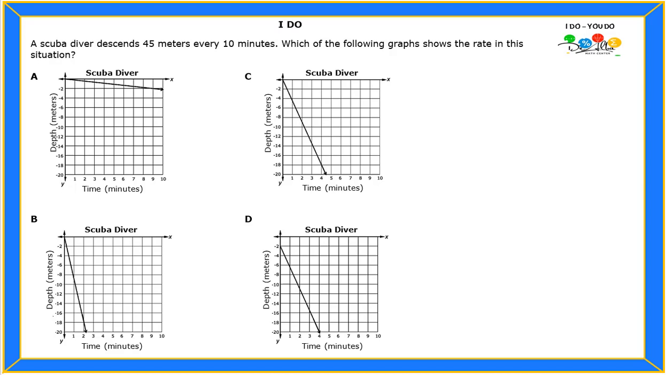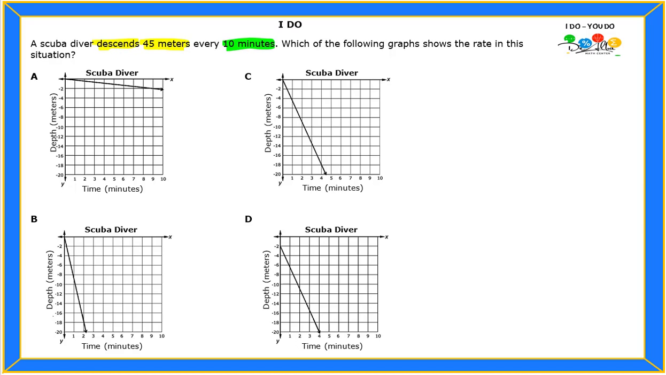And it says, a scuba diver descends 45 meters every 10 minutes. Which of the following graphs shows the rate in this situation? So what's the first thing that I noticed? I see a 45, right? Because we're talking about a scuba diver. And if you remember what that means, it's a person who goes underwater, right? So he's going how many meters? He's descending 45 meters every 10 minutes, okay?